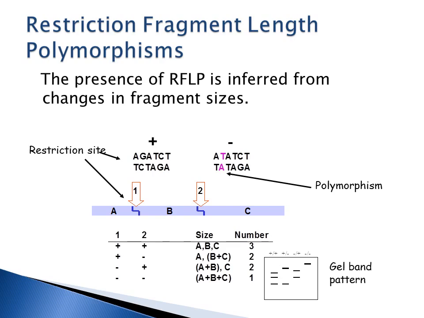If an individual had the first restriction site, but there was a polymorphism where the second restriction site was lost, they would only have 2 bands on the gel. So the banding pattern, or what's called the fingerprint on the gel, is going to tell you if that individual has a polymorphism.